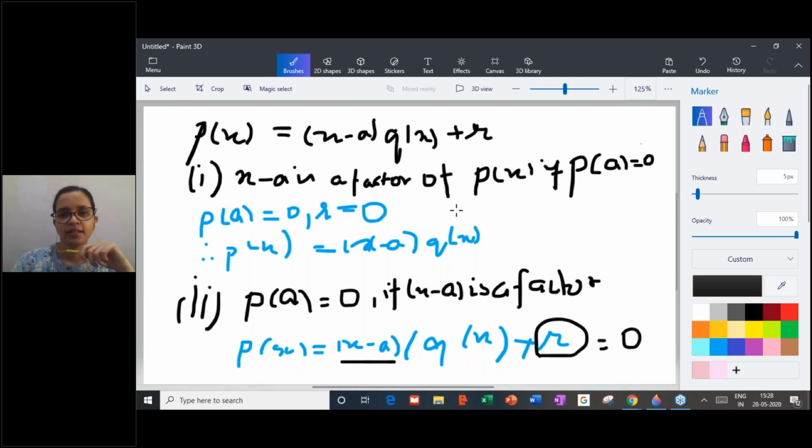Didn't understand the factor theorem? Okay, basically it says that when the remainder is 0, x minus a is a factor. That's all the factor theorem is in simple terms. Very simple terms: when the remainder is 0, then g of x is a factor of p of x. Correct? Like we did in the previous question, we got the remainder as 0. Hence it is a factor.